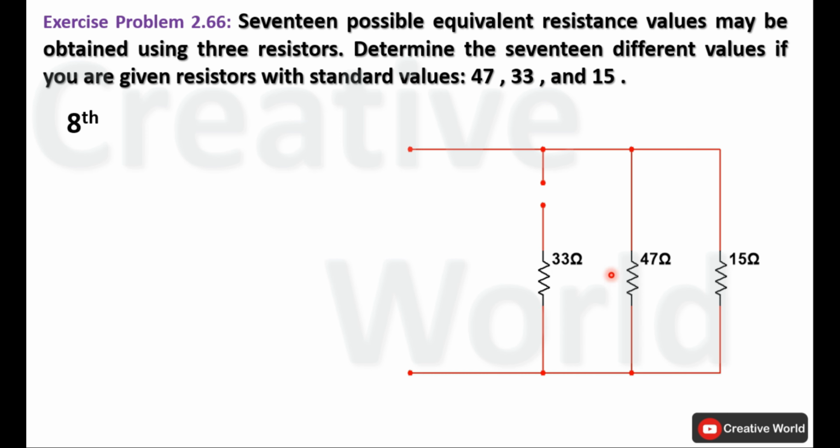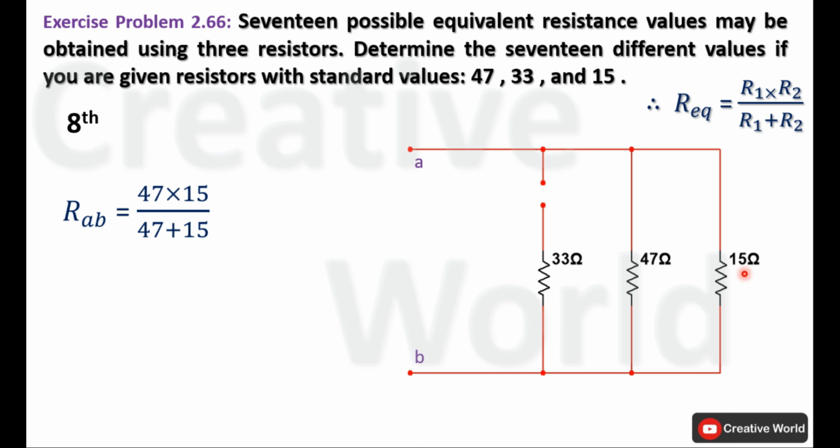In this configuration, the 47 ohm resistance is swapped with the 33 ohm resistance. Now again, the equivalent resistance of these two resistances will be equal to RAB and this equivalent resistance will be calculated using this formula. In this case, R1 will be 47 and R2 will be 15. Place values inside the formula. The product of 47 and 15 will become 705 and the sum of 47 and 15 will become 62.